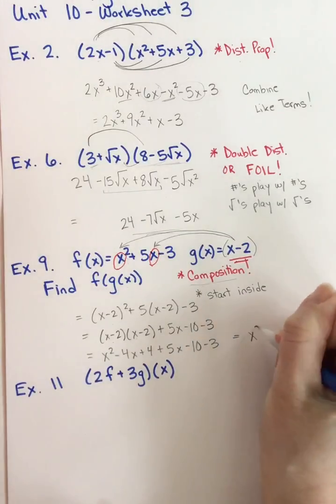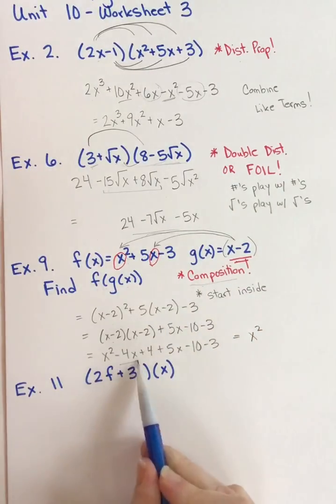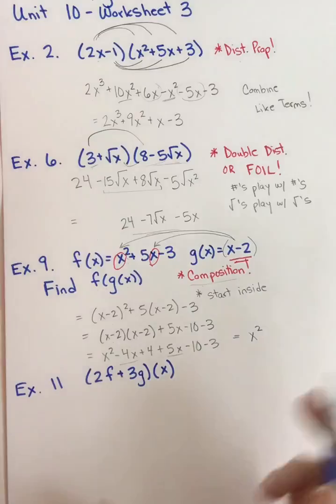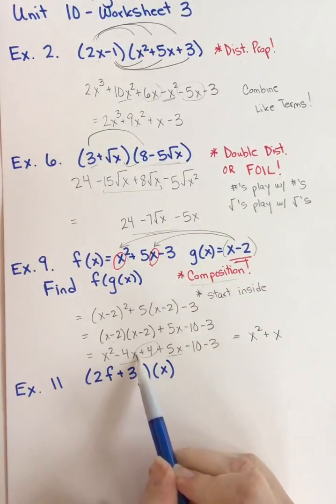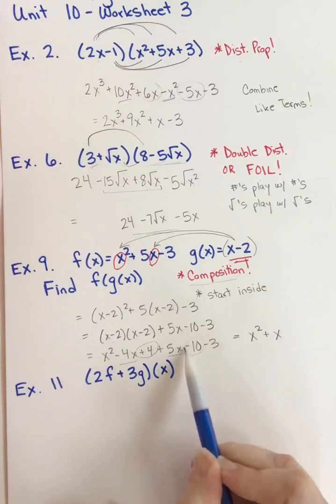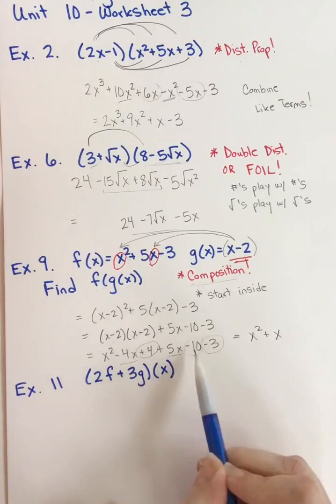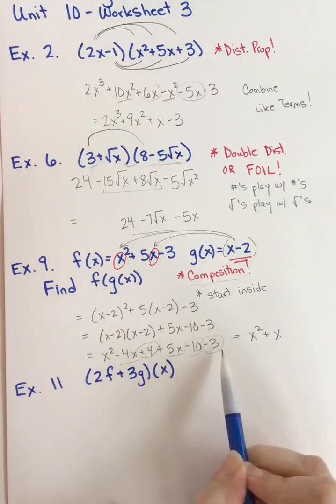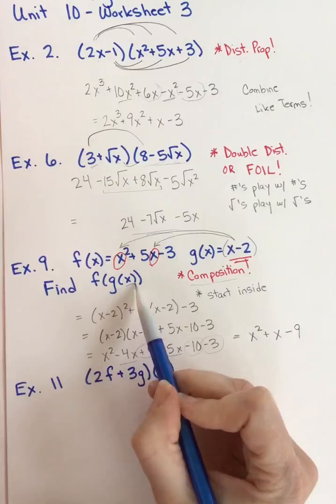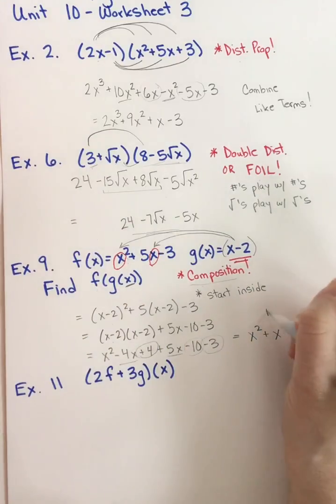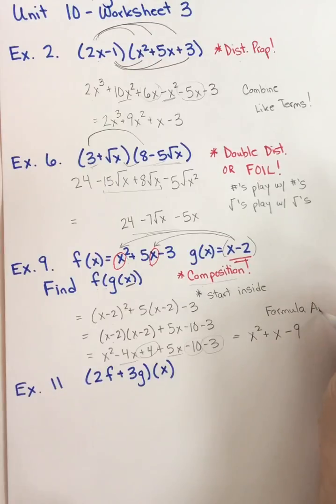X squared will combine together. -4x, +5x gives me positive x. I have a +4 minus a 10 minus a 3. So let's think about that. 4 minus 10 is -6, minus 3 is negative 9. If I start with an x, I end up with a formula answer, and that is perfectly okay.